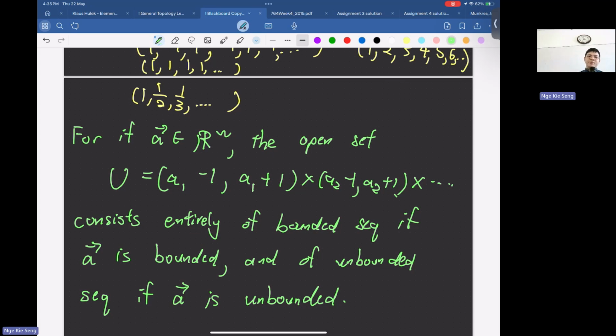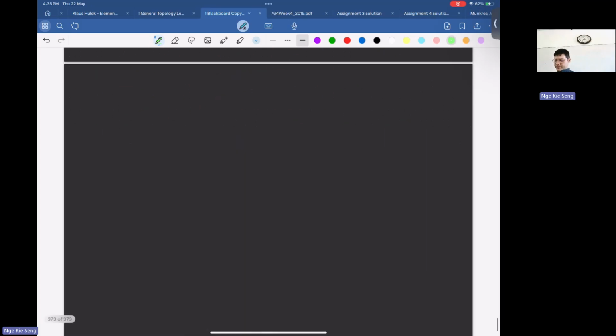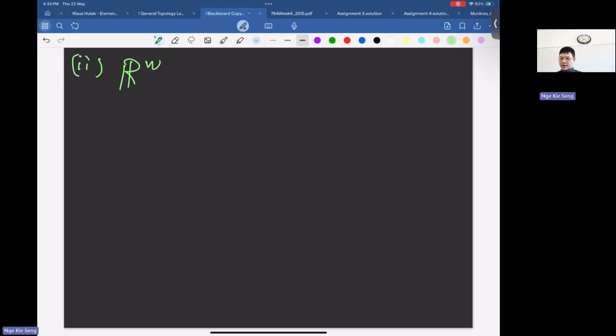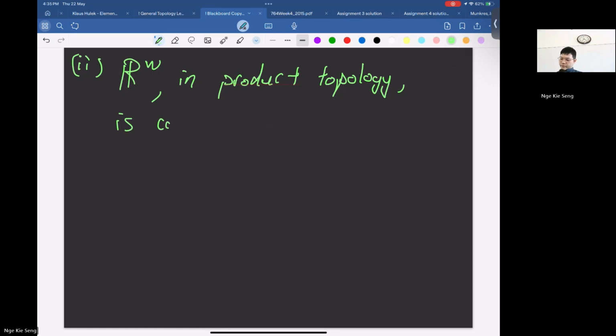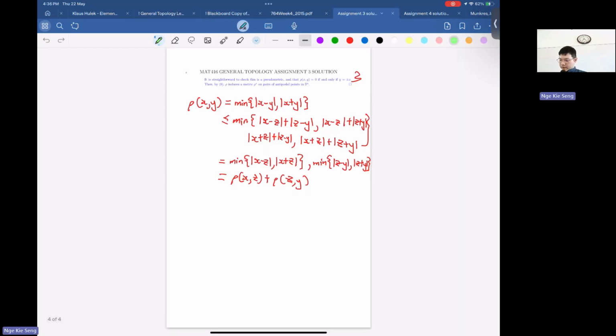But the second example is if you consider R omega in the product topology. It is actually connected. I don't want to do this in class, maybe you can study it yourself. So the second is, R omega in the product topology is actually connected. We'll move on to path-connectedness now.